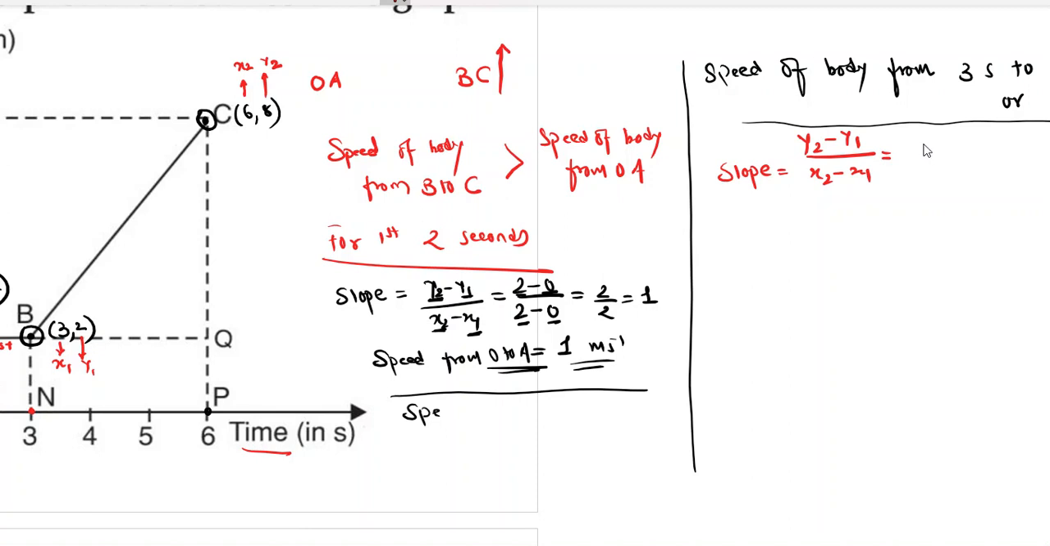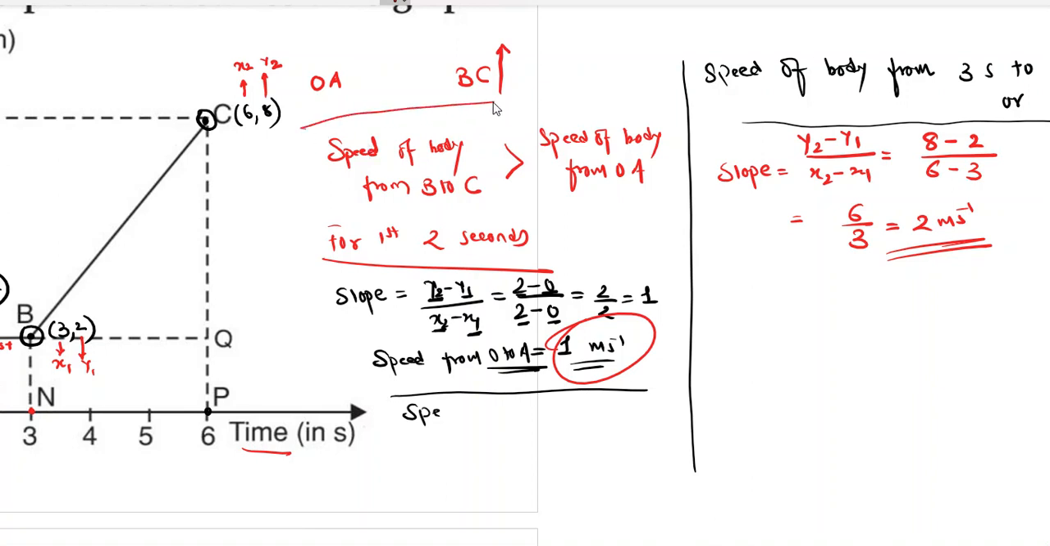y2 minus y1. What is y2? 8. Minus what is y1? 2. What is x2? 6. And x1? 3. So 8 minus 2 is 6, and 6 minus 3 is 3. So 6 by 3 is 2 meter per second. So the speed of the body from B to C is 2 meter per second. And I showed you that the speed of the body from O to A is 1 meter per second. So which speed is higher?